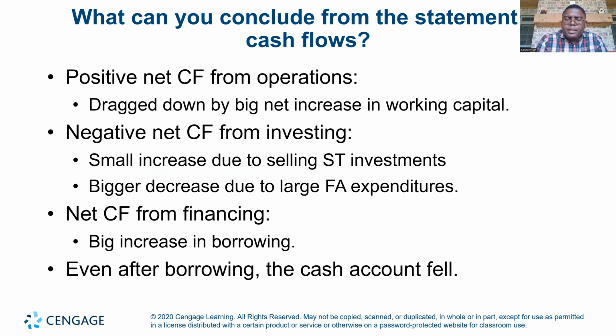So this is what we are talking about: a positive net cash flow from operating activity that is dragged down by a big net increase in working capital. We also saw a negative net cash flow from investing activity, which has small increases due to selling of short-term investment, and a bigger decrease due to large fixed asset expenditure. Then we saw a net cash flow from financing activity that was driven by a big increase in borrowings.